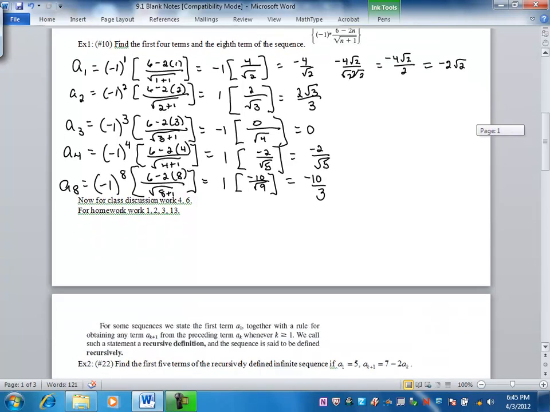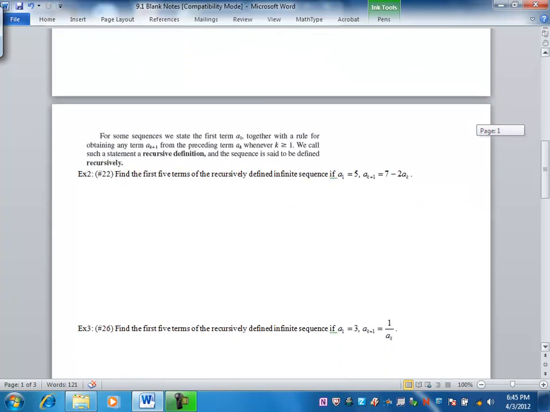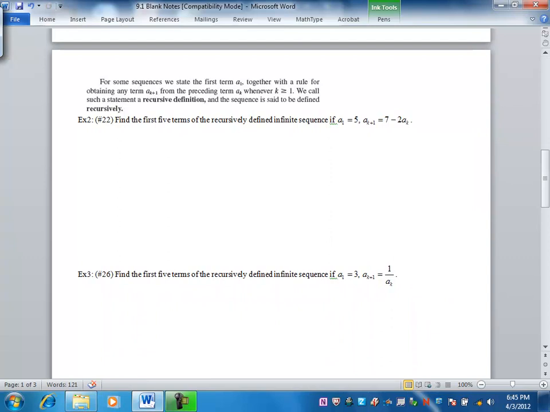Now, you say, well, it can't all be quite that easy, can it? Well, maybe not, but when we step it up a notch, it's not too bad. For some sequences, we state the first term together with a rule for obtaining any following terms. We call this a recursive definition, and the sequence is said to be defined recursively. Let's see what we mean here.